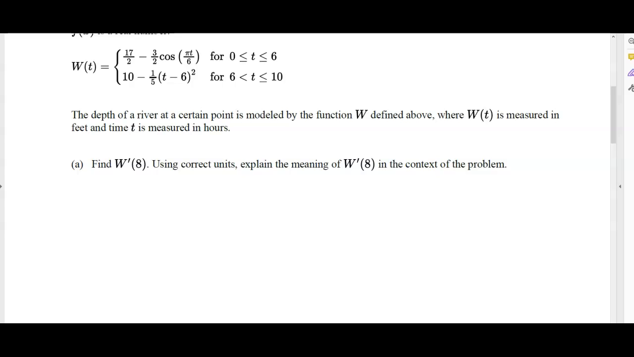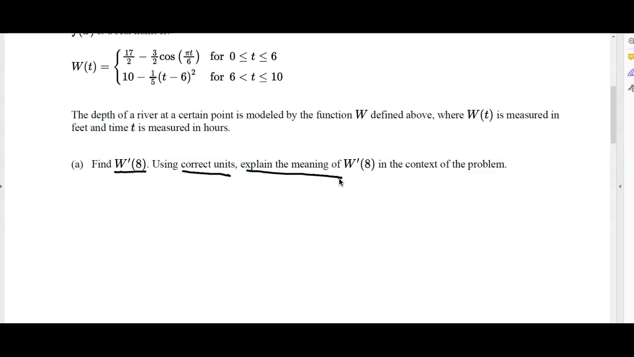So Part A is asking us to find W prime of 8. And then using the correct units, explain the meaning. All right, so we need to find this, and we also need to explain the meaning. That's 3 things they're going to be looking for on this one. So first of all, let's find W prime of 8.